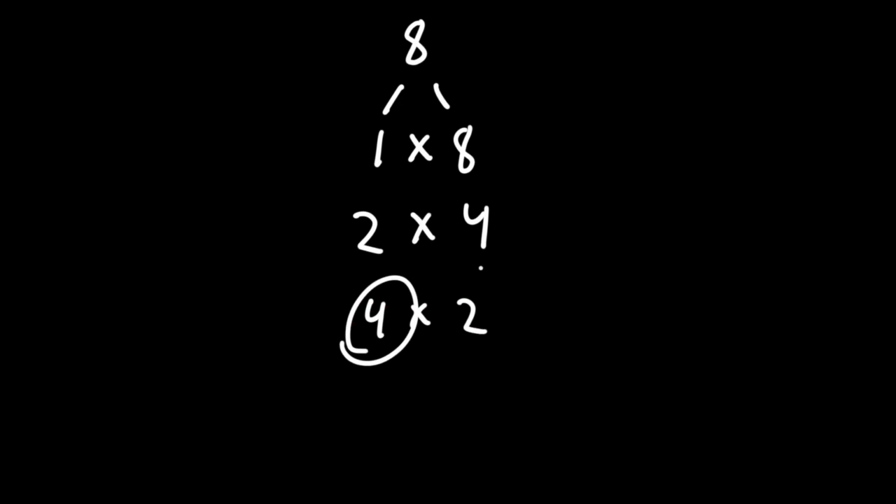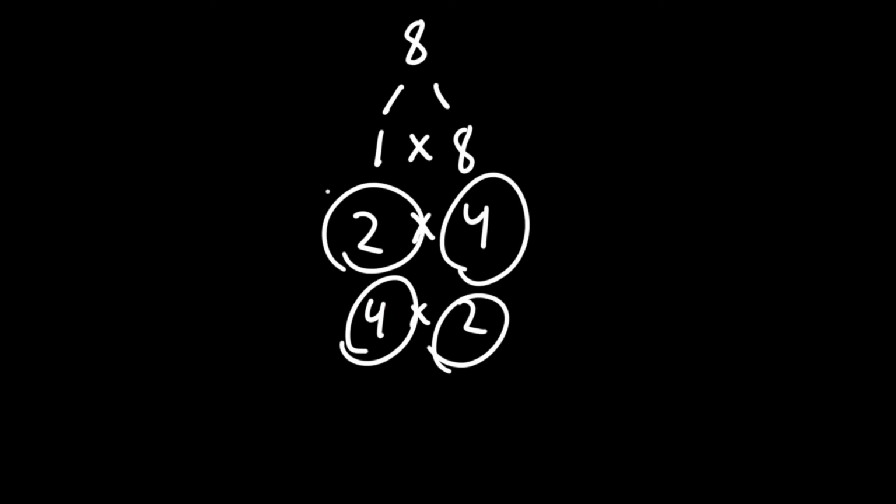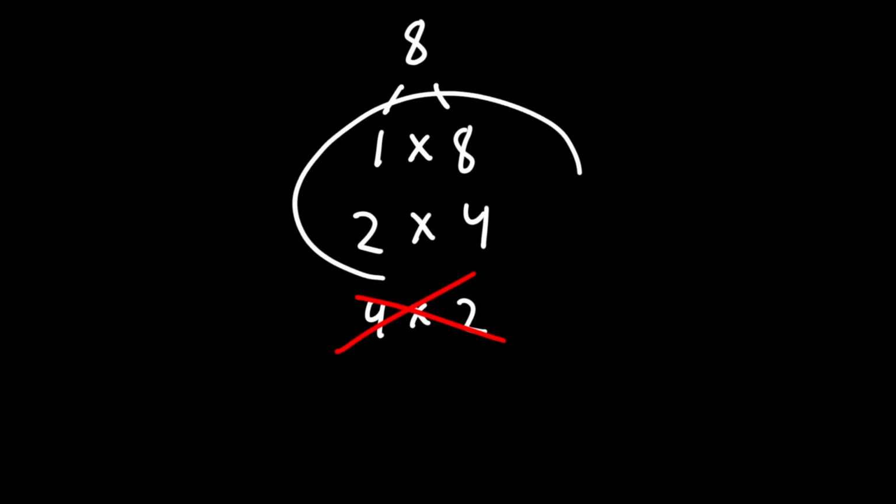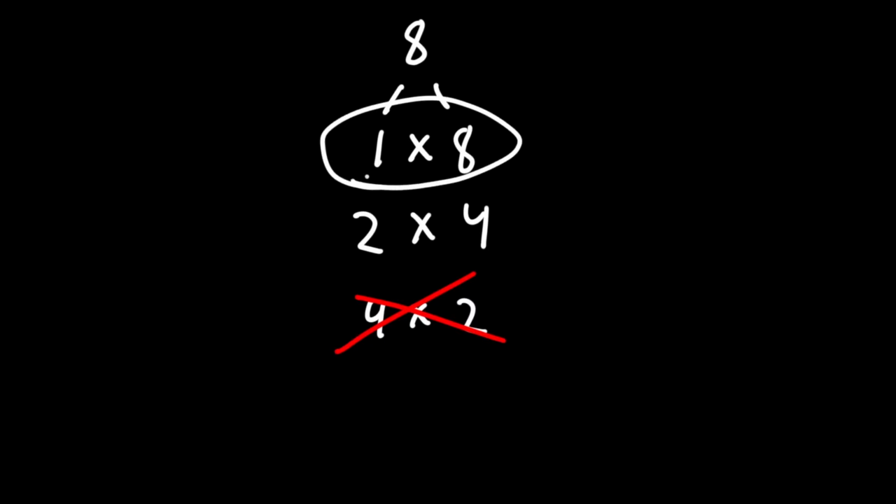Once the factor pairs begin repeating themselves, then we can stop. We're done. So 8 has two factor pairs. So the factor pairs of 8 are 1 times 8 and 2 times 4.